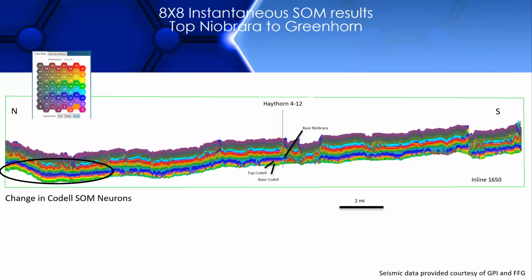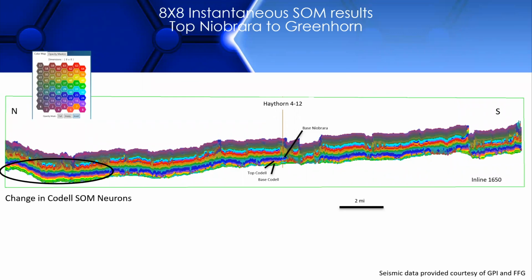We're going through this pretty fast, but I'm just trying to give you a taste of what a SOM result does and looks like. You can also look at the deeper Codell, which is a little bit trickier to find. We ran a second SOM using the same attributes and edited the color map a bit to make that Codell pop out.